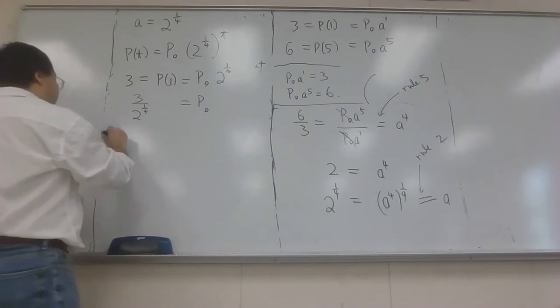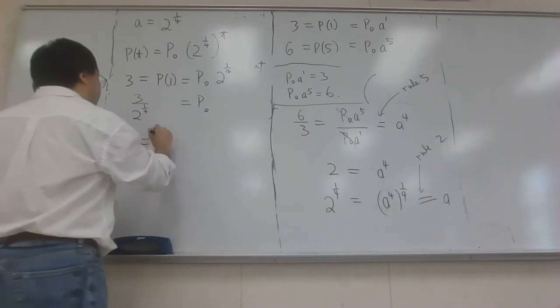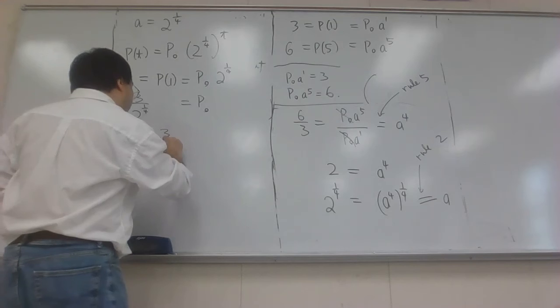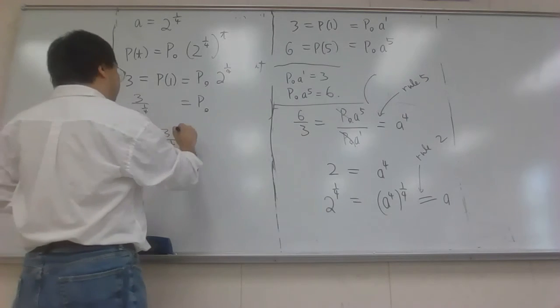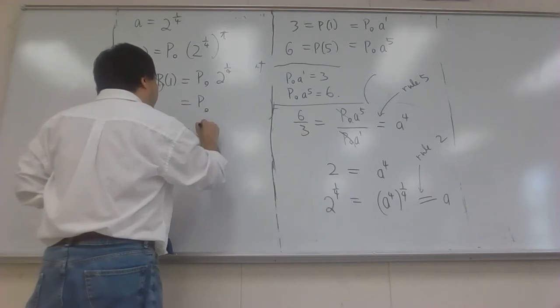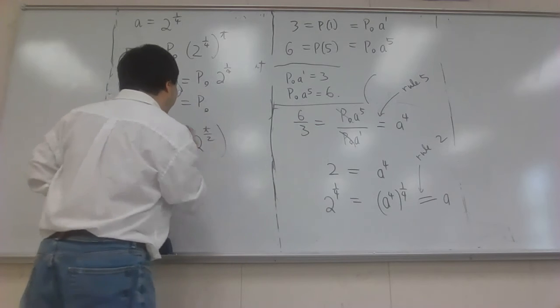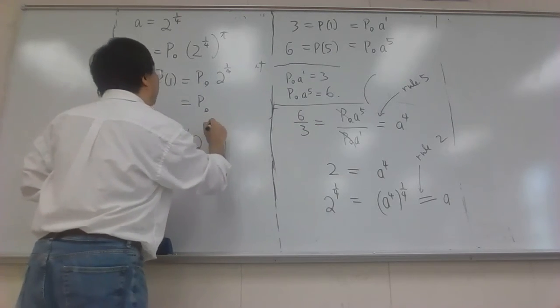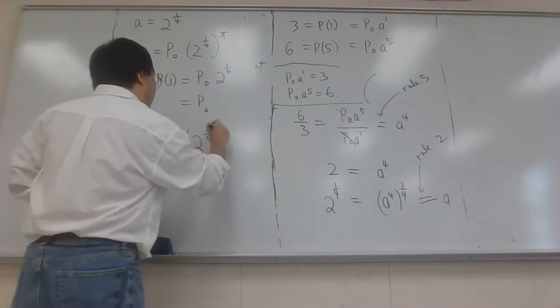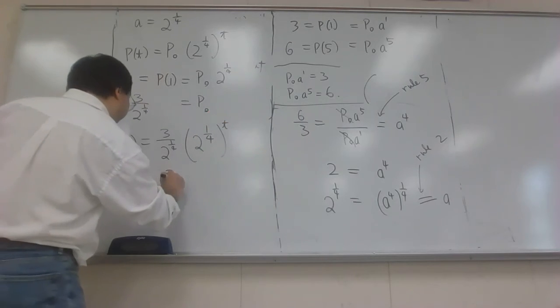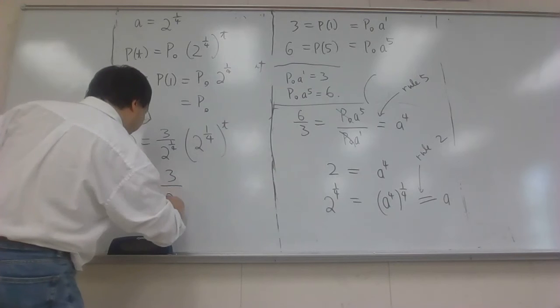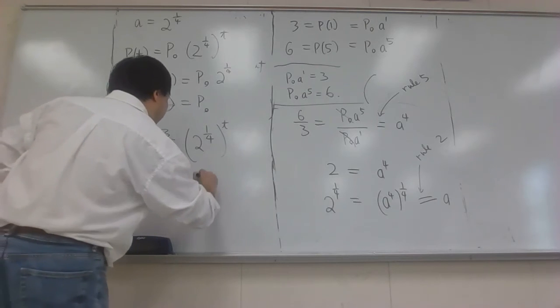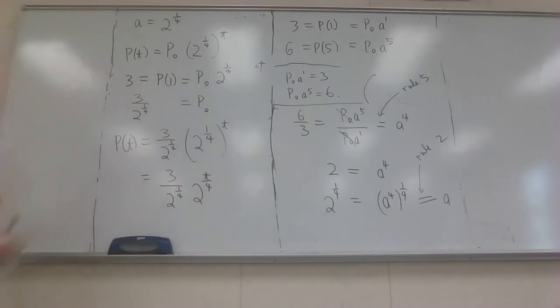So then we have P of t is 3 divided by 2 to the 1/4, times 2 to the power of, if you want, t over 4. Okay, so that's the answer. You can write it like this. You can simplify a little bit by writing it like this, and you can write it in various other ways too. Okay, so that's the answer.